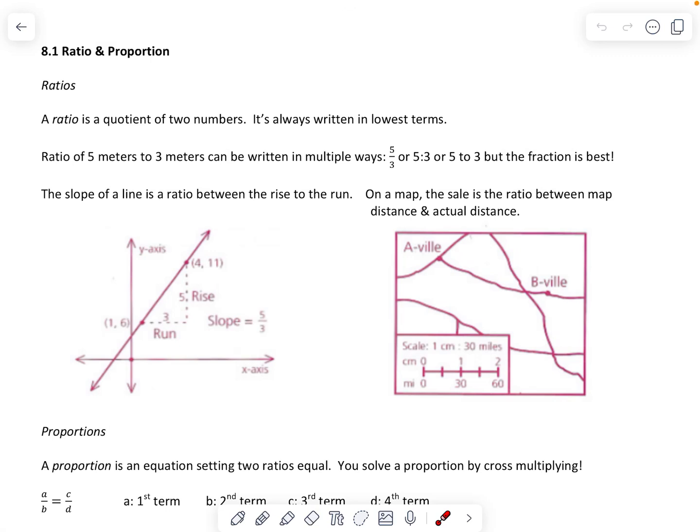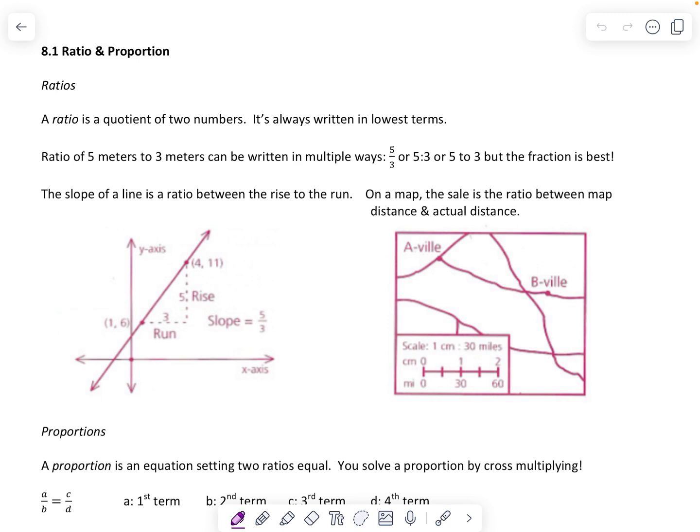All right, today we are starting chapter 8. Section 8.1 is about ratio and proportion. And I'm sure you've seen ratio and proportion before now. A ratio is a quotient of two numbers, and it's always written in lowest terms.